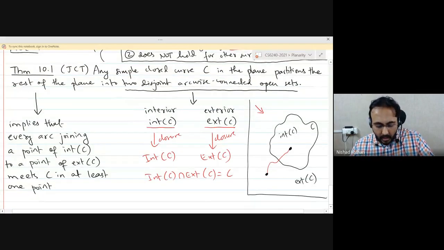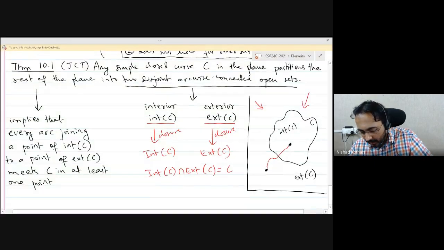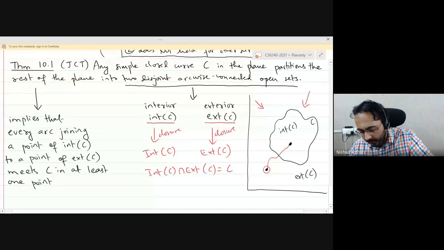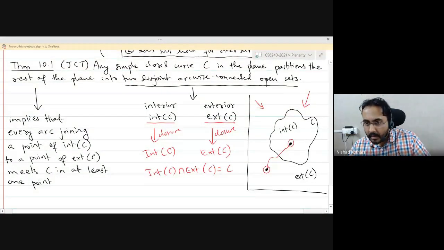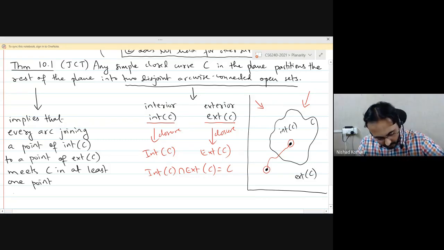Okay, good. So one consequence of the Jordan curve theorem that we actually used yesterday to prove that K5 is nonplanar is that if you want to join any point in the exterior of C to a point in the interior of C by an arc, then that arc will necessarily have to cross the curve C at least once, right? Okay, so that is just a consequence of the Jordan curve theorem, and we already used it in proving that K5 is nonplanar.